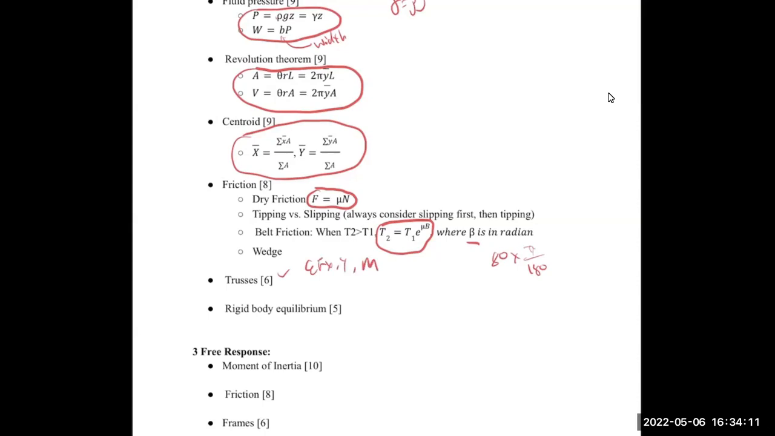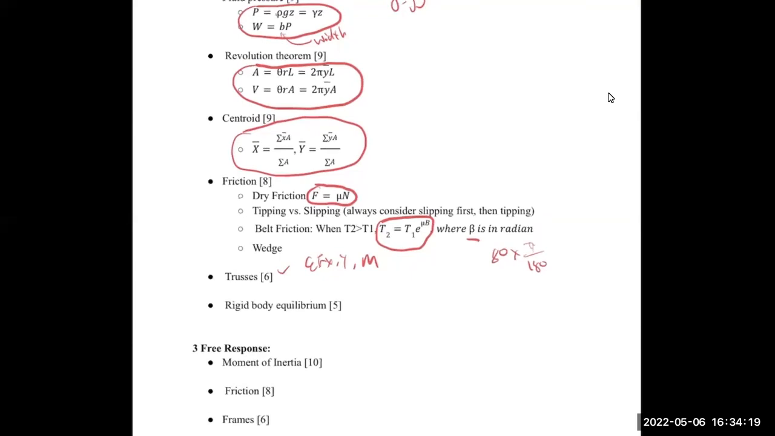And then rigid body equilibrium. This is a pretty broad topic. A frame can be a rigid body, and a truss can also be rigid body equilibrium, to be honest. By rigid body equilibrium, I mean anything that you have to do with these three formulas right here. That's my own concept of what a rigid body equilibrium problem is.